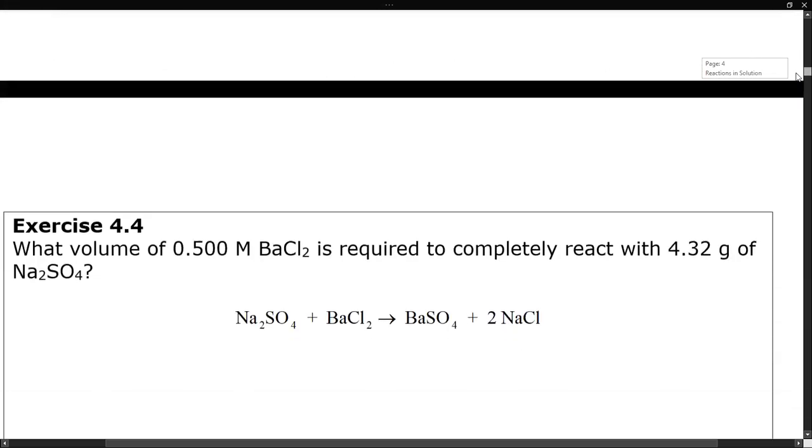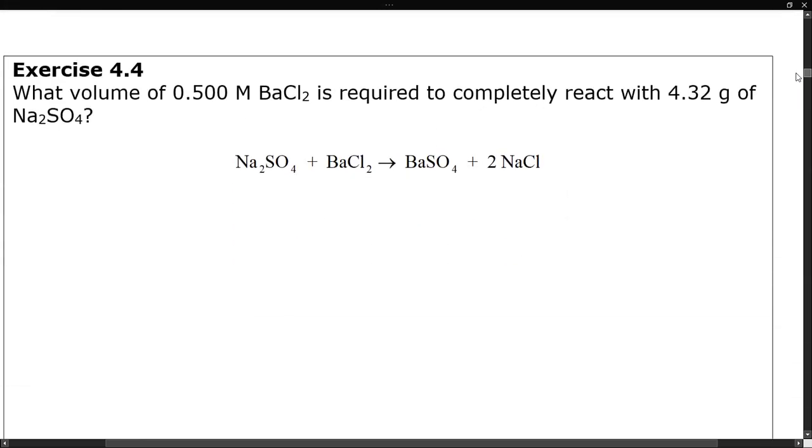I won't need molar masses for substances that are in solution. So in this case, we have an example. We want to know what volume of 0.5 molar barium chloride is required to completely react with 4.32 grams of sodium sulfate. So I'll need the molar mass of sodium sulfate, but I won't need the molar mass of barium chloride. But then the calculation will work the same. I still need a balanced reaction. Sodium sulfate plus barium chloride forms barium sulfate plus 2 sodium chlorides.